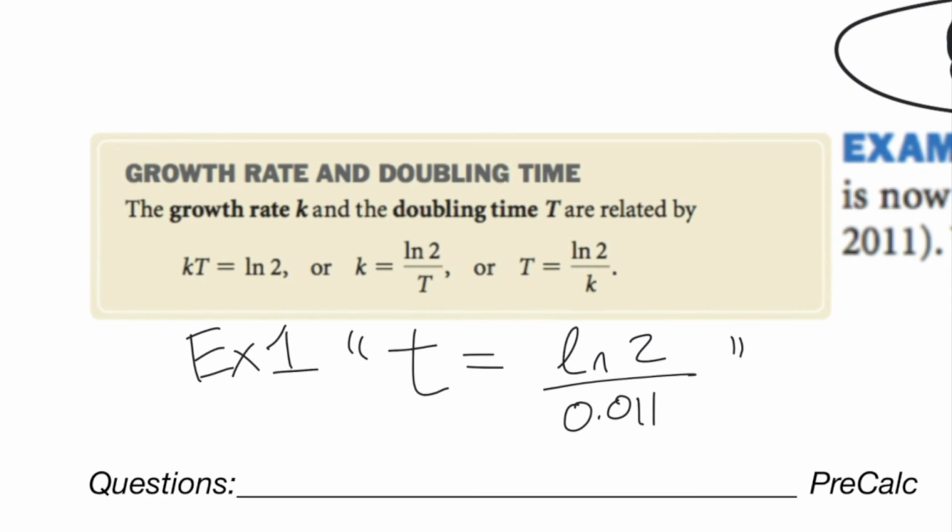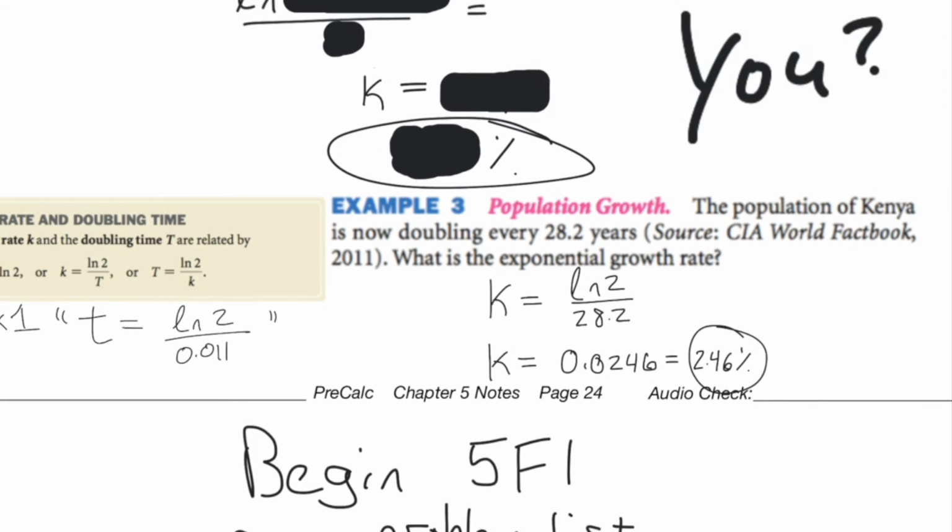Here's a relationship you might have seen from the example. One of the lines said T is equal to natural log of 2 divided by 0.011, where 0.011 was the K value. It turns out that this can be generalized to any interest rate or growth rate. If your K value is this, then the natural log of 2 is going to tell you the doubling time. And the relationship is like this: KT equals natural log of 2. We could have either one of these in the front divided by the other one. Anyway, there's the formula for growth rate and doubling time.